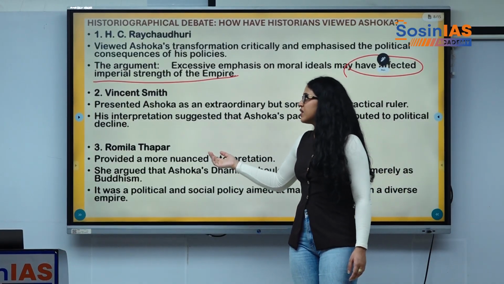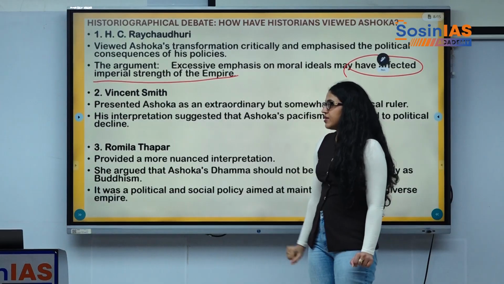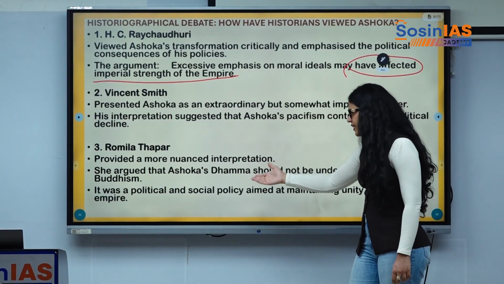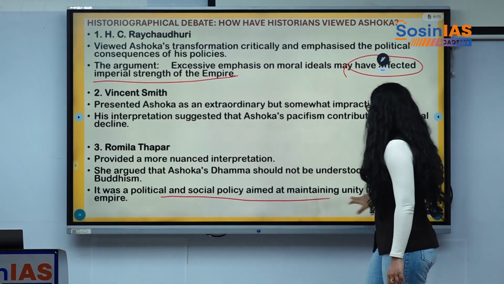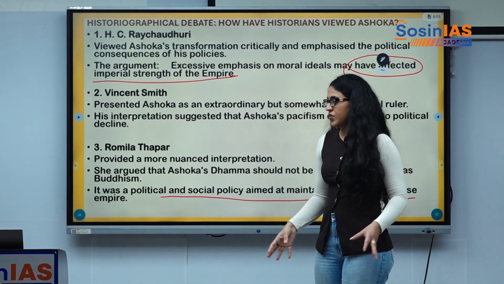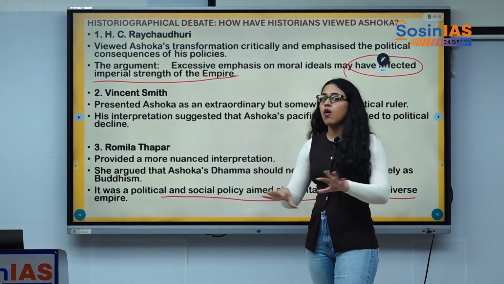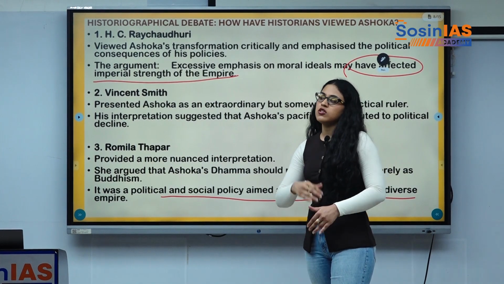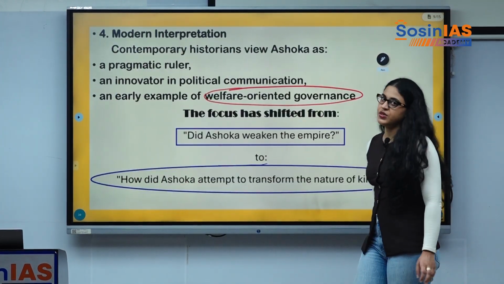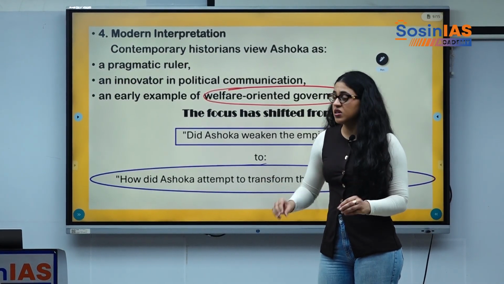And Vincent Smith thought that it was an impractical decision. And Romila Thapar gave a very interesting opinion. It was a political and social policy aimed at maintaining unity in a diverse empire, because he wanted to have social harmony among all the sections of society because of the caste system that existed back then. And the modern interpretation could be that you can have a balanced opinion and argument regarding this.